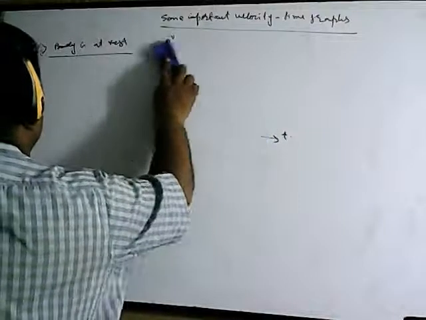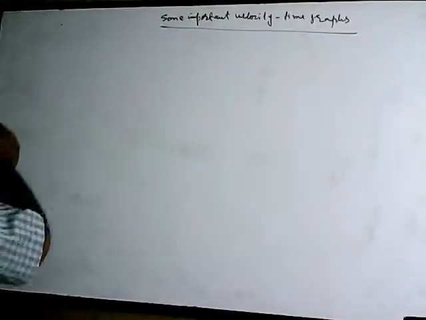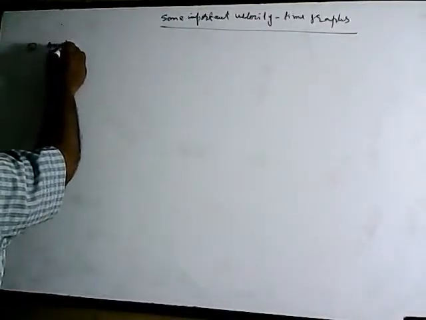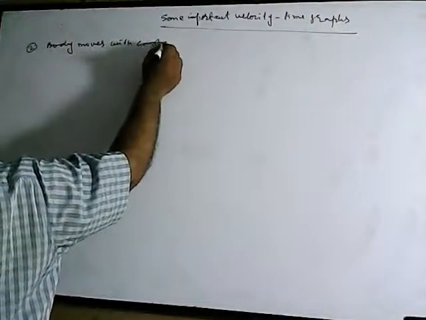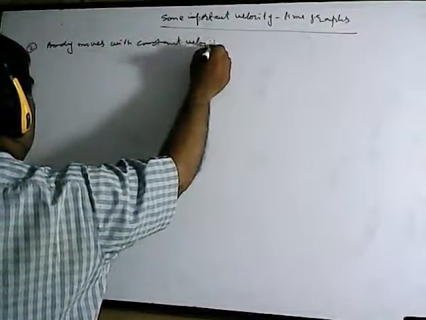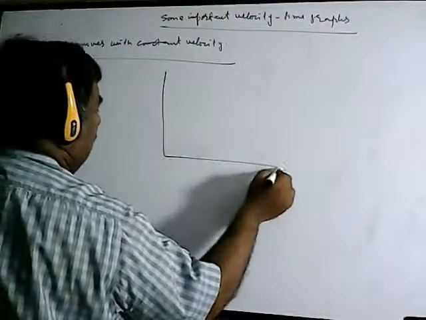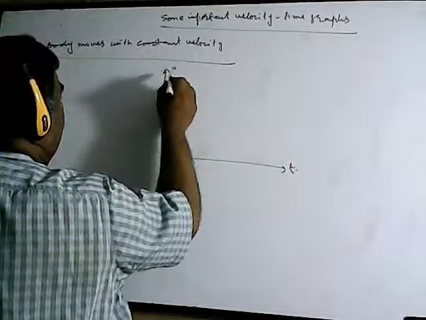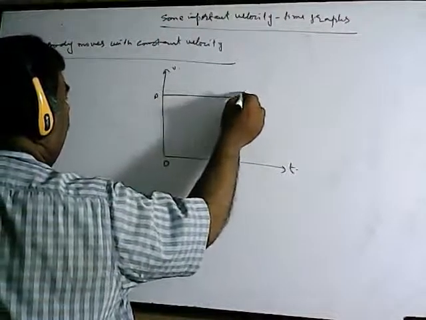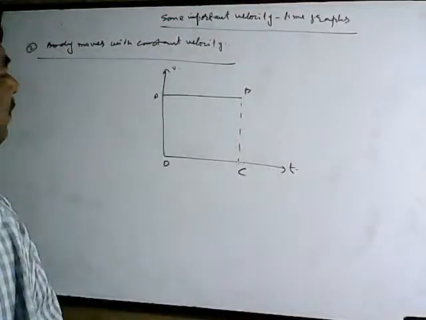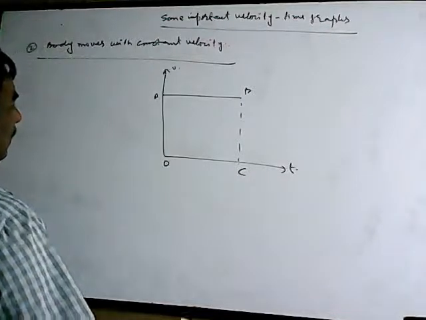But suppose the body moves with constant velocity, then how can I find it? If the body moves with constant velocity, then I can have a velocity time graph like this one. Suppose the velocity is positive, it is moving only in one direction. Suppose I call this O, A, B, C. The gradient is constant, which means acceleration is 0, and the body is moving with constant velocity.